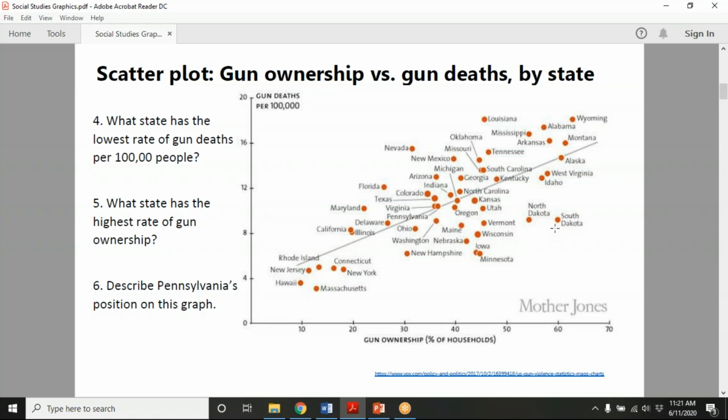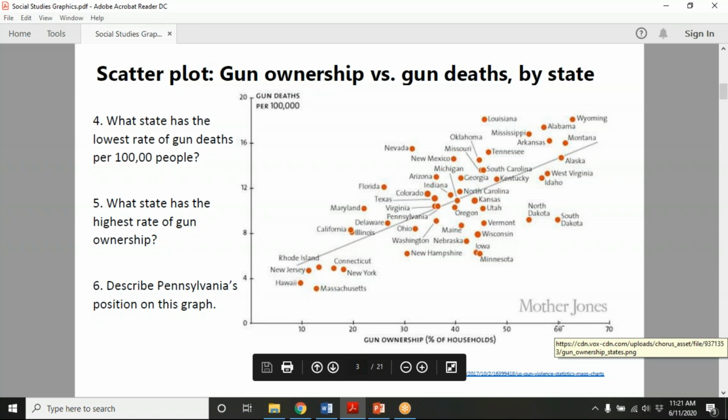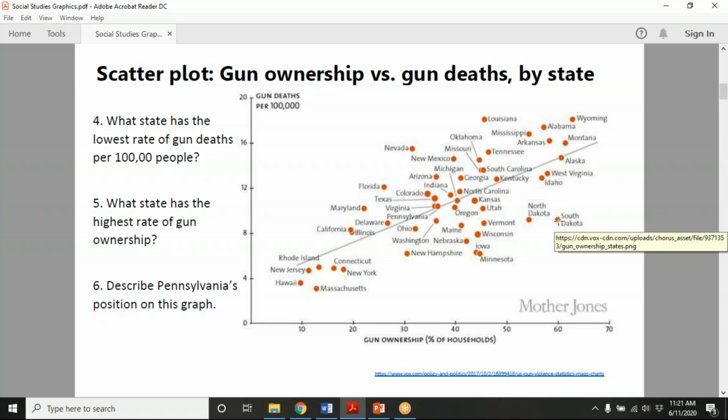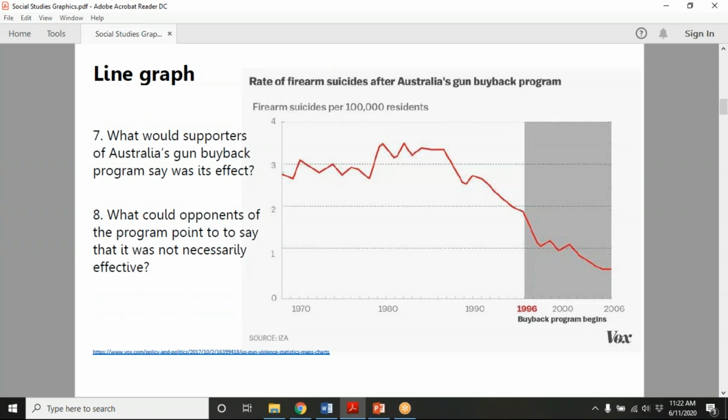Or you could look at South Dakota. South Dakota has a lot of gun owners, 60% of households, but fewer gun deaths than, say, Wyoming. So South Dakota must be doing something right if they have a lot of gun ownership but fewer deaths. You could go to South Dakota and study their culture or their laws and say, okay, why do they have a lot of guns but fewer gun deaths than other places? So what are they doing right? So that's a scatter plot.